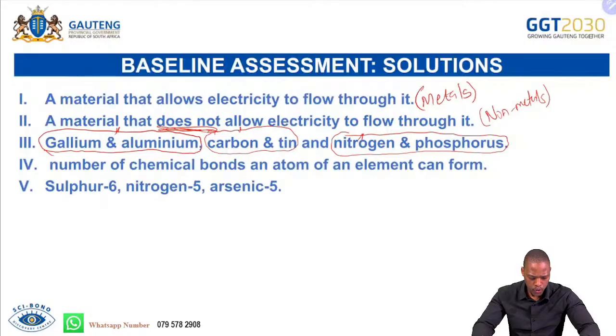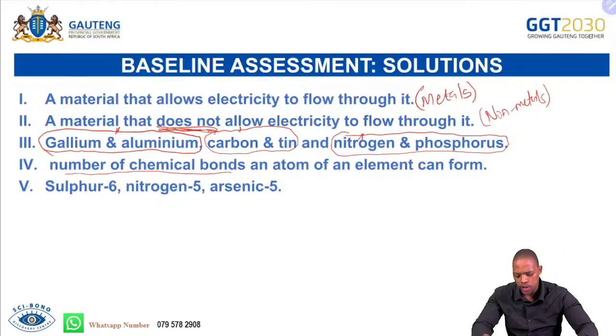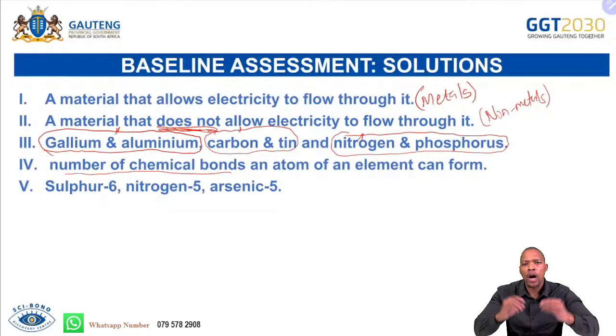Okay, and then the next solution or the answer to the question was for us to explain what is meant by the term valency. Well, the term valency tells us the number of chemical bonds an atom of an element can form. How many chemical bonds an atom of an element can form? That's valency. Other people would say valency is the number of electrons in the outermost shell. If you understand it like that, it is also fine.